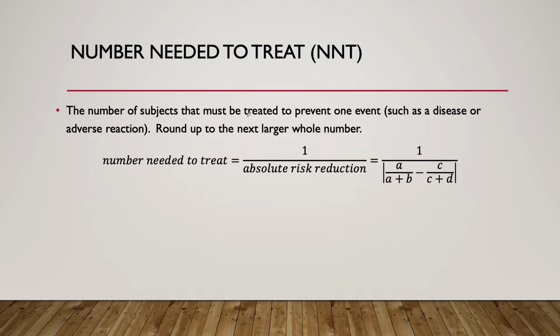For the number needed to treat, this would be the number of subjects that must be treated to prevent even one event, such as a disease or an adverse reaction, and then we would round up to the next larger whole number. So for this, the number needed to treat is 1 divided by the absolute risk reduction, or 1 over the absolute value of A divided by A plus B minus C divided by C plus D.